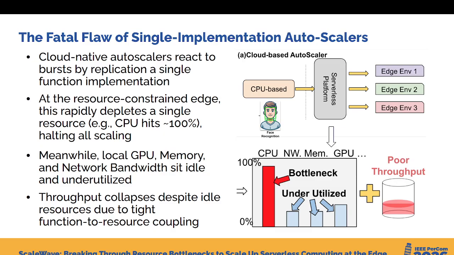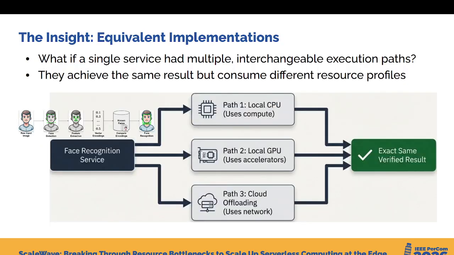This tight coupling between an application's implementation and a single dominant resource type severely limits scalability at the resource constrained edge. This observation leads to our key insight about equivalent implementations, where we ask the question, what if a function had multiple implementations, where each of these implementations relied on a different resource profile? So for the same face recognition function, the possible implementations could look like a GPU-based version relying more on the GPU than the CPU, or a cloud offloading version that sends the task to the cloud using network bandwidth. All these different implementations produce the same output, but their resource dependencies differ.